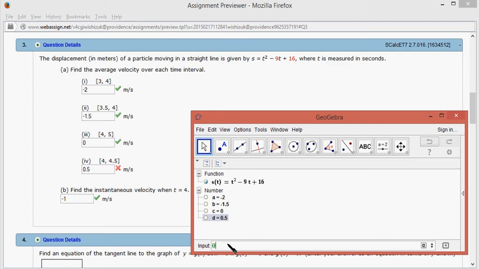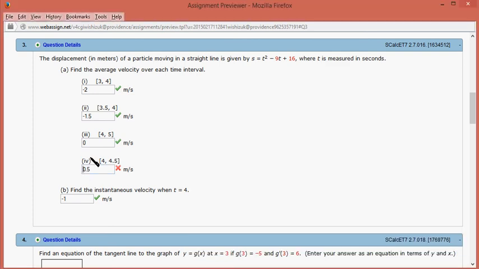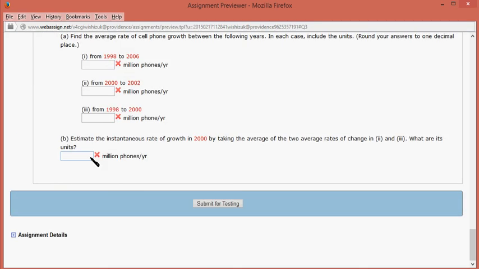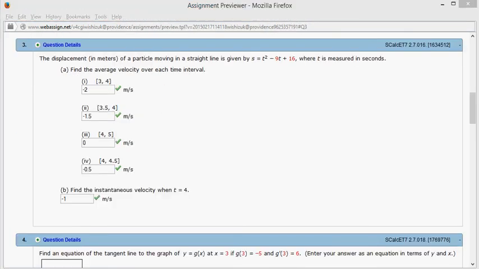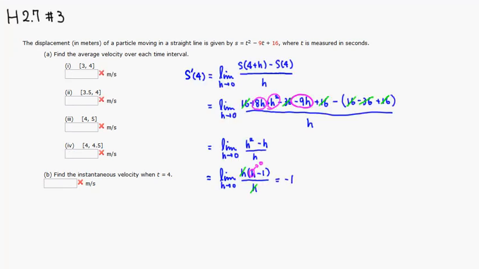So you have s of 4.5, maybe I mistyped things, minus s of 4, and divided by 4.5 minus 4. Alright, so let's double check. Oh, it was negative, so maybe a negative sign was off. Alright, so let's check again. It came back and looks like we got this one correctly. Alright, that's it. I hope that this was clear.